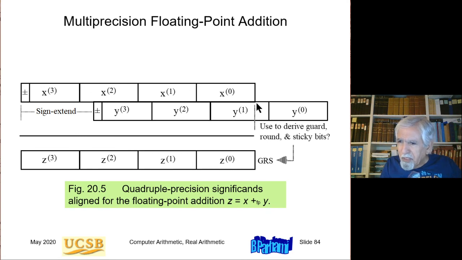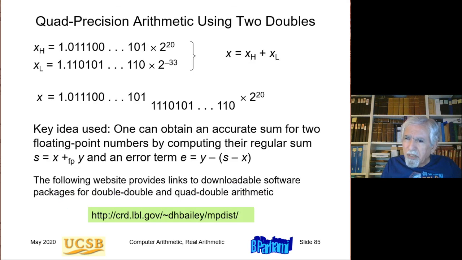And then you have to obtain from these extra bits of y that were shifted out the guard, round, and sticky bits in order to be able to properly round this value. Okay, so that's one idea. You can increase the precision by using multi-precision arithmetic.